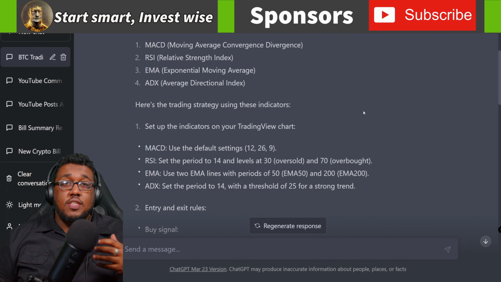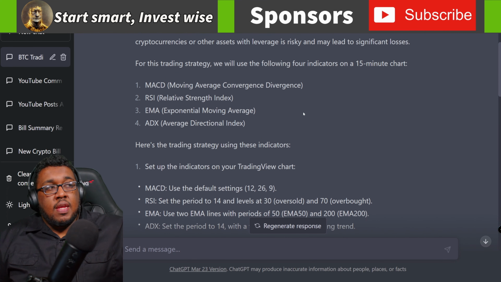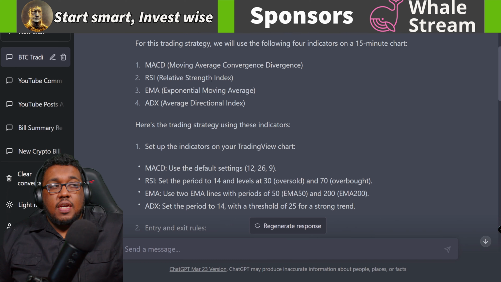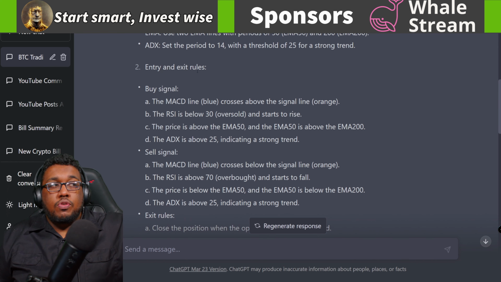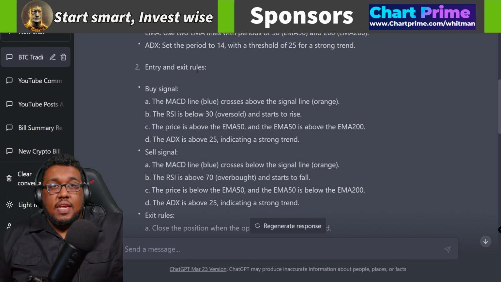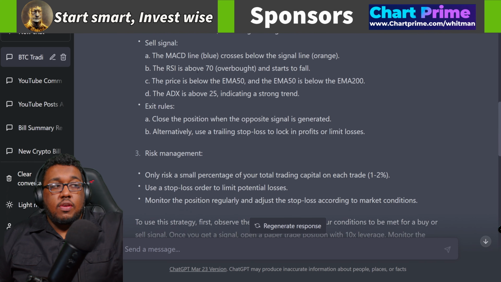All right, so the strategy is done. Here's what it came up with. Now it's going to give us the MACD, the RSI, EMA, ADX, and it's going to tell us to use the default settings for the MACD, the default settings for the RSI, EMA, and ADX. And then it'll say entry rules and exit rules so you guys know when to get in and out of a position, and it'll give you everything you need to know.